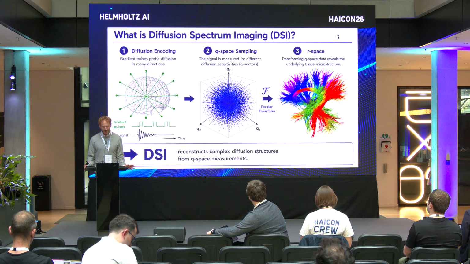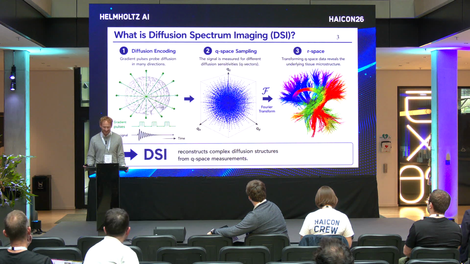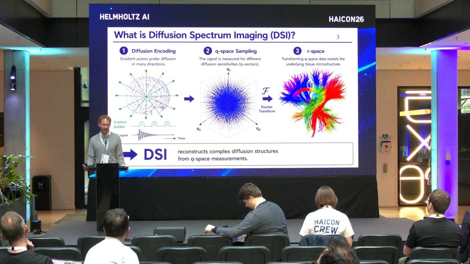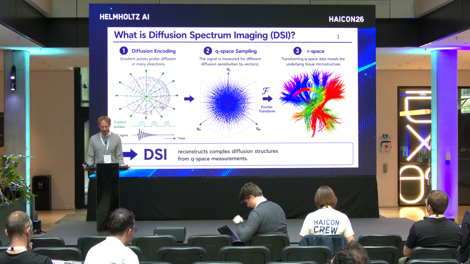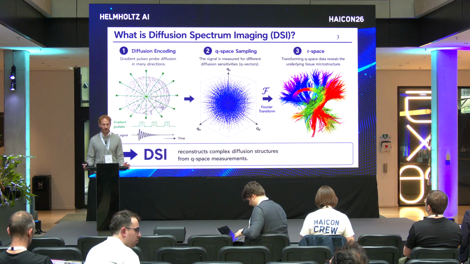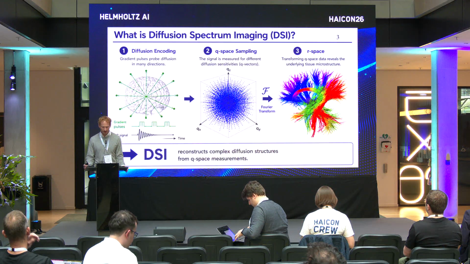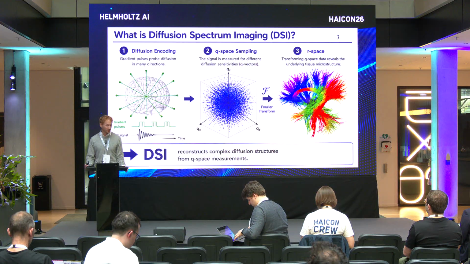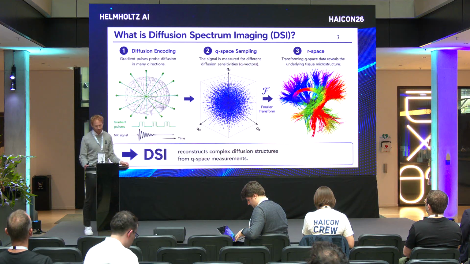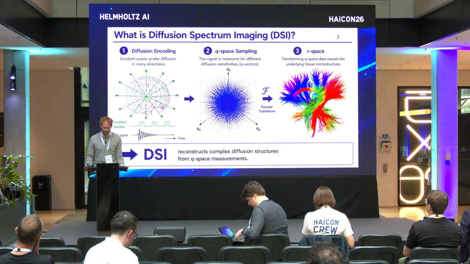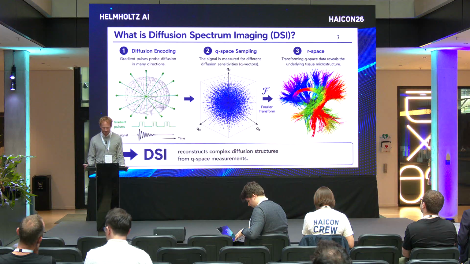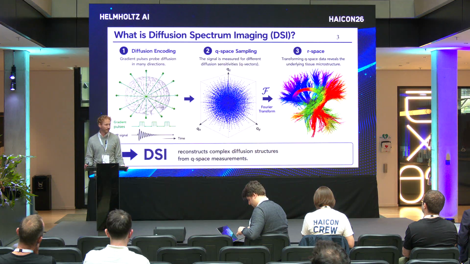So, DSI, and fortunately we already heard something about MRI. DSI is an advanced diffusion MRI technique used to characterize diffusion of water molecules within biological tissue. During the measurements, diffusion encoding gradients are applied in many directions, as you see on the left side. The resulting measurements are collected in the so-called Q-space. The Q-space contains information about the underlying diffusion process within the tissue.